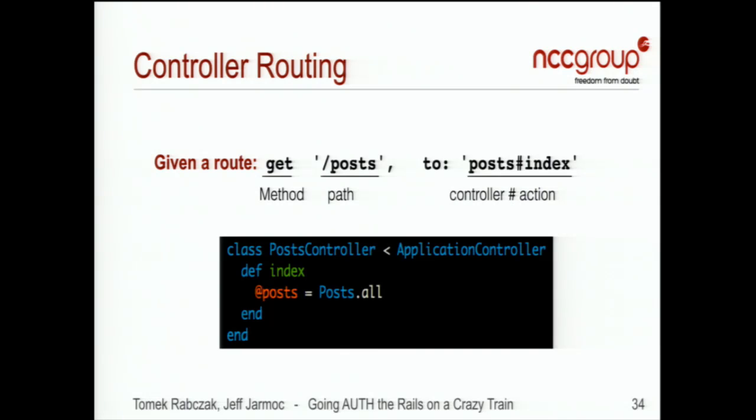So here we have an example post controller with an index action, and on the post model we're calling .all, gathering all of the posts and putting them into this post variable, which is going to get used by the view to actually present it.